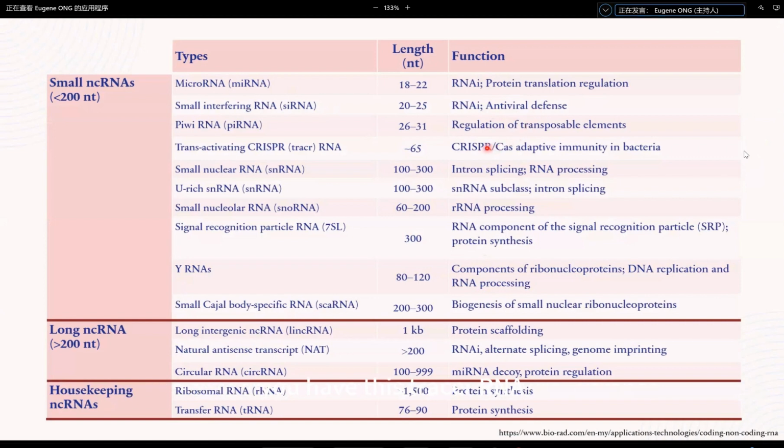You have tracrRNA, transactivating CRISPR RNA, which is involved in the CRISPR reaction to chop down foreign DNA that enters bacteria. There are also long intergenic non-coding RNAs, which are important for protein scaffolding, which means it helps the protein to form a complex or fold into the proper shape. So these are just many, many examples of non-coding RNAs.